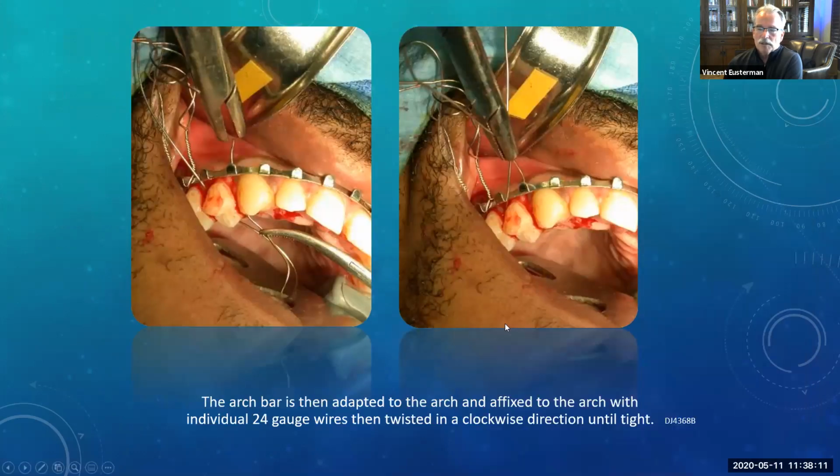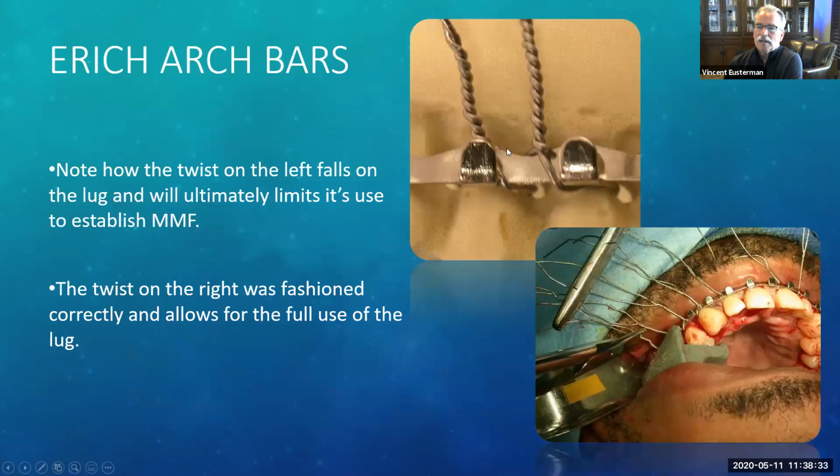The arch bars are placed, and you've probably done these many times and probably don't like doing this, but you can do them very efficiently if you get a system down between you and your assistant. The wires are passed outside of the gum tissue and tightened down on the top of the arch bars, away from the lug. If you tighten them onto the lug, you can't use your lug, so it's important to have a clockwise twist in the area next to the lug.